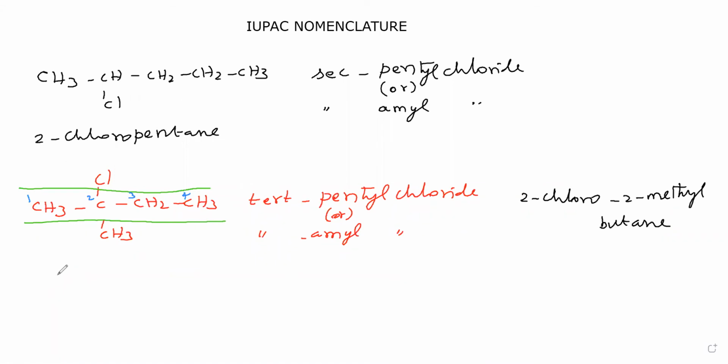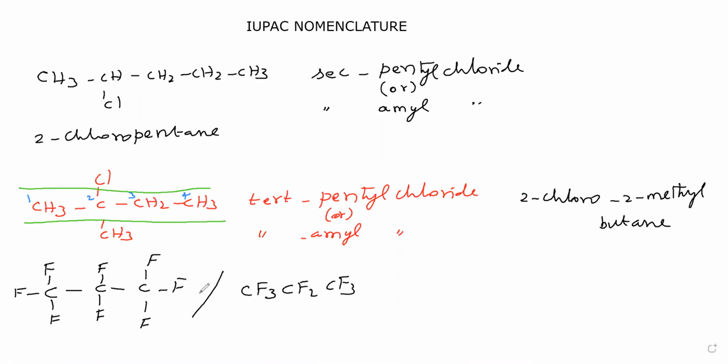That is CF3, CF2, CF3. Like this compound we have taken. In this compound, all the hydrogens are replaced by fluorine atoms. Totally 8 fluorine atoms are present, therefore we can say octa.